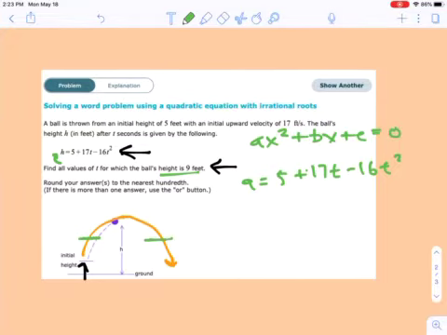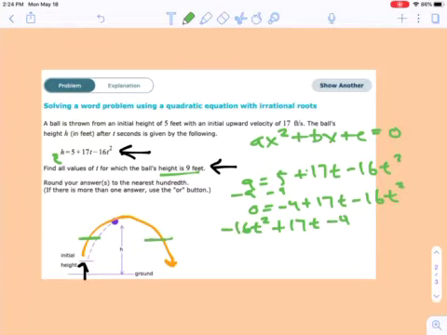So first of all, let's get the 9 over on the other side. That's going to give me 0 is equal to negative 4 plus 17t minus 16t squared, because I subtracted 9 from both sides. And then I'm going to rewrite this as negative 16t squared plus 17t minus 4 is equal to 0. And now it is in that ax squared plus bx plus c form, all right?